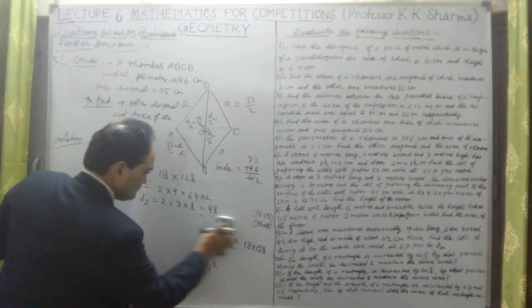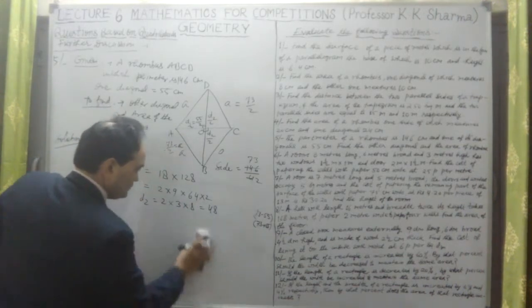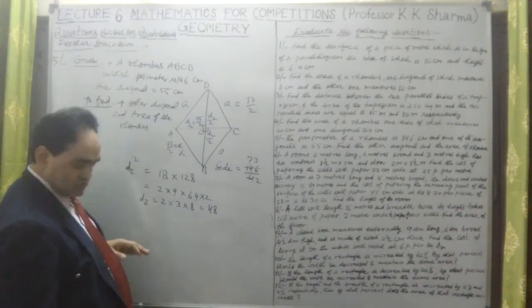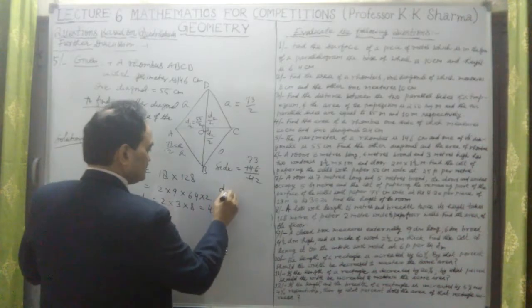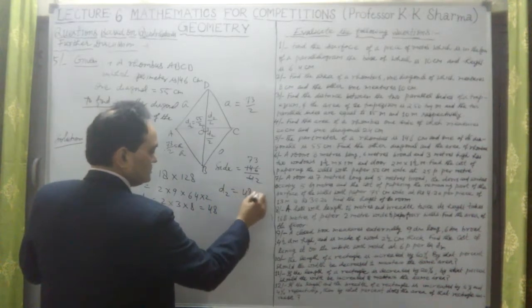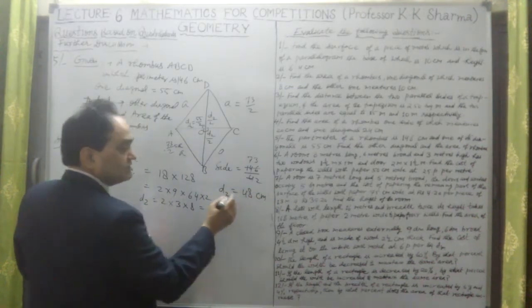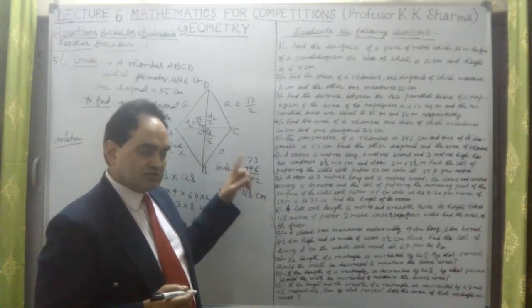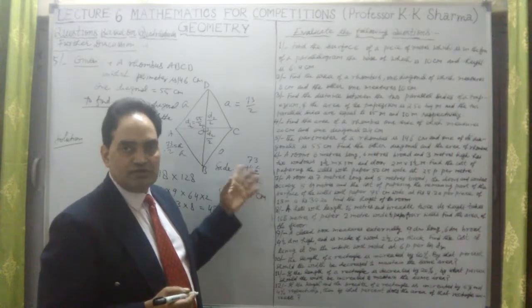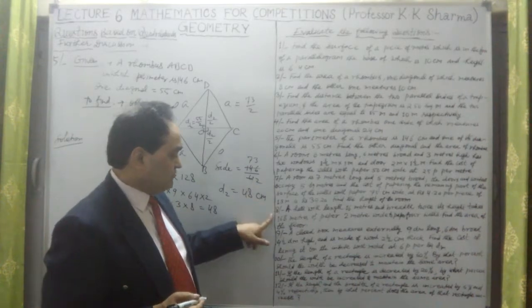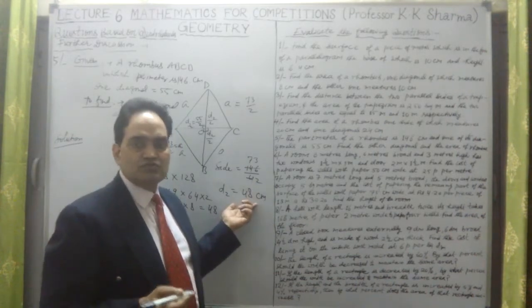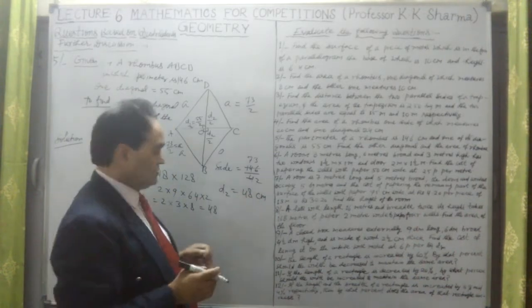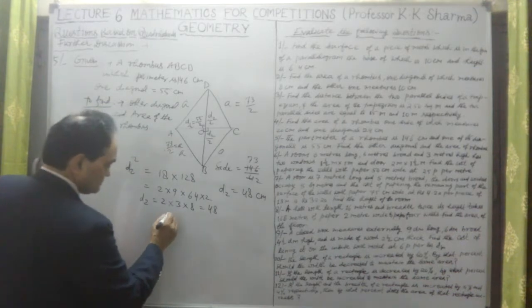So this is the first answer, 48 centimeter, since we have calculated the square root of the whole. Therefore the first answer is d2 equal to 48 centimeter, the length of the second diagonal. The first diagonal was given, and the side we calculated because the perimeter was given. This is the first answer because the second diagonal was to be calculated. Now area. What is the area of the rhombus?